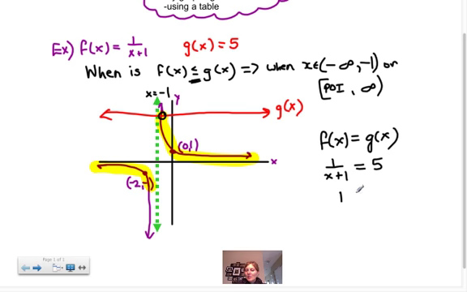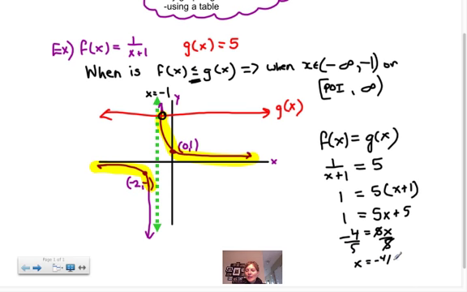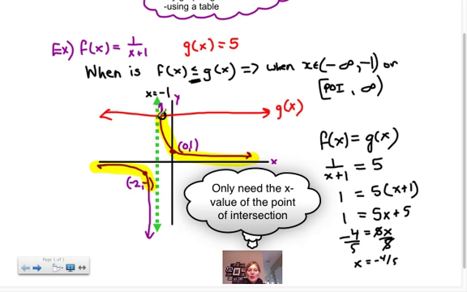So it's going to leave me with simply a 1 on the left-hand side and 5(x + 1) on the right-hand side. I keep going and I get 5x + 5, and we do the math, and we're going to subtract 5 on both sides, so I get -4 is equal to 5x, divide everything by 5, and x turns out to be -4/5. So the x value at the point of intersection is going to be -4/5. I don't need to calculate the y value because I'm just looking at which x values are in the interval.